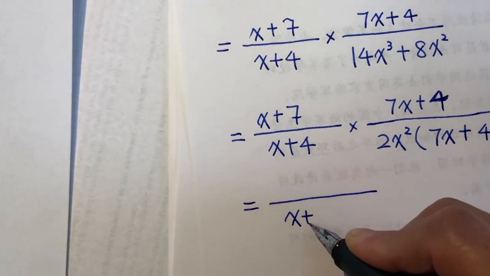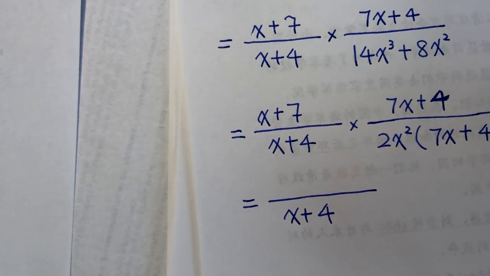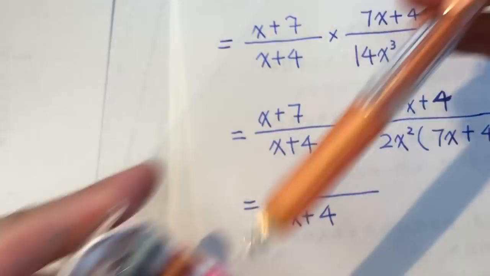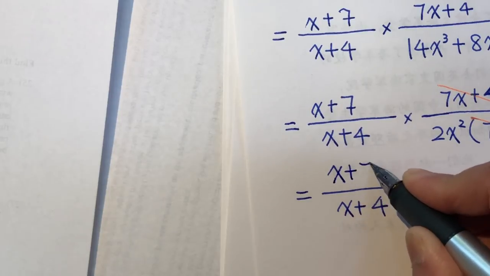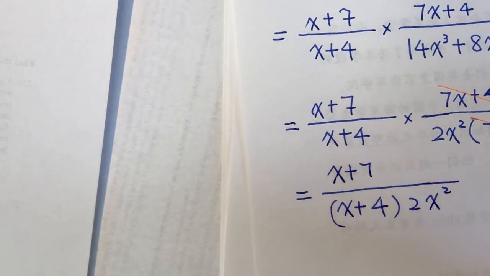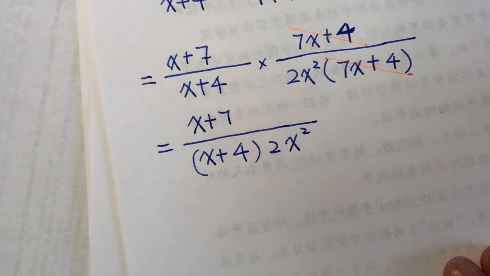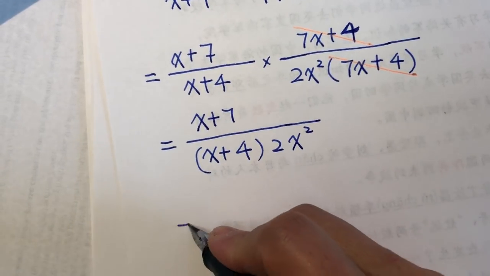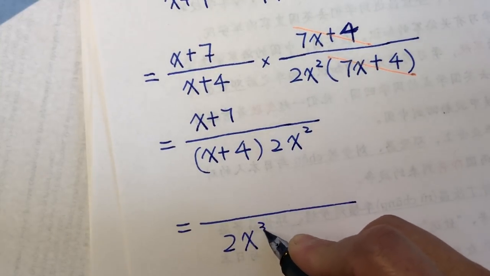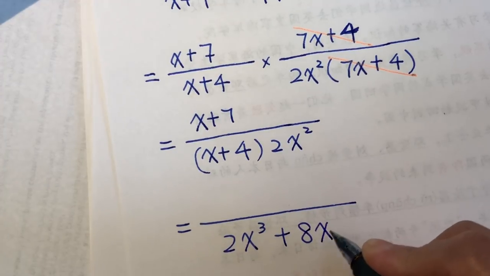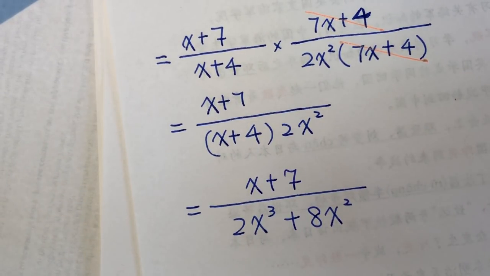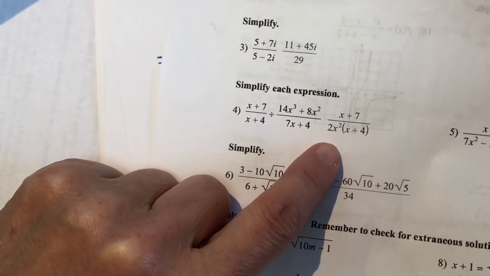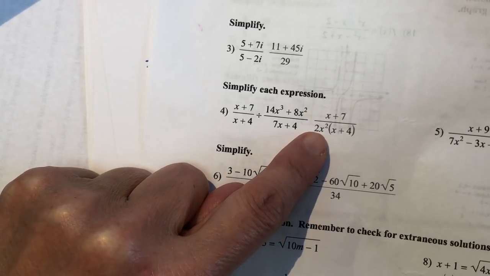So x plus 4. I need to have my pretty pencil. Which one do we use? We use the orange. Out. Get out of my way. X plus 7 times 2x squared, right? I did not change anything, did I? Equal to 2x cubed plus 8x squared x plus 7. That is our result. Let me see my result sheet. Oh, the teacher did it this way. Is it simplified? I don't know.